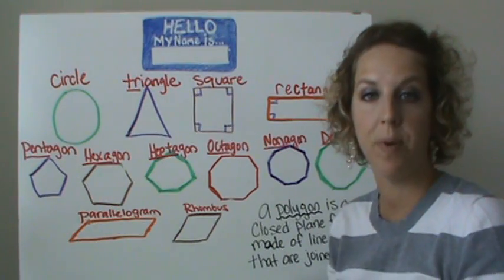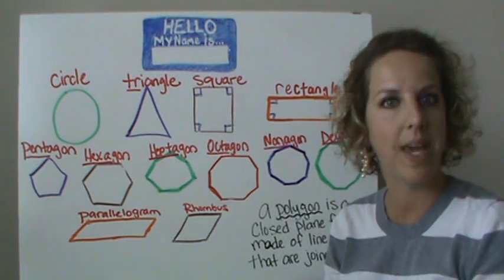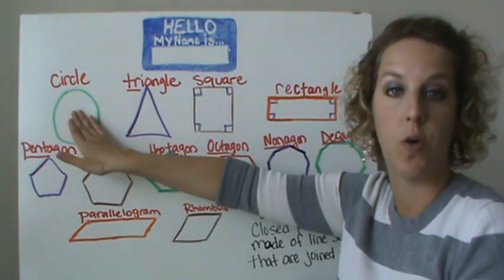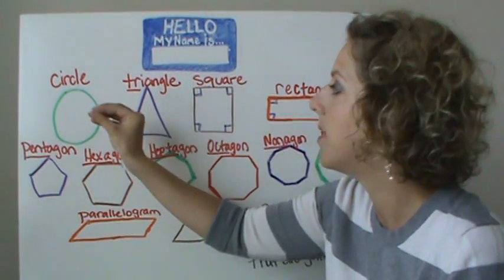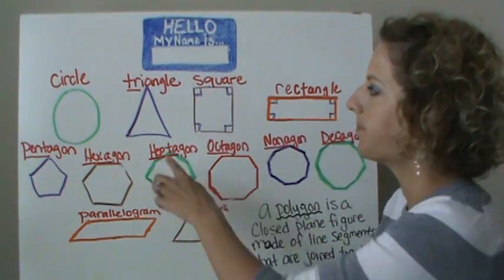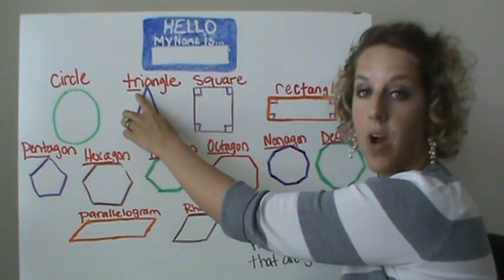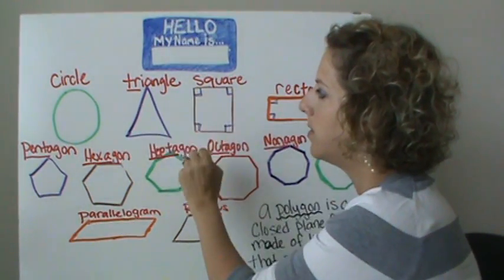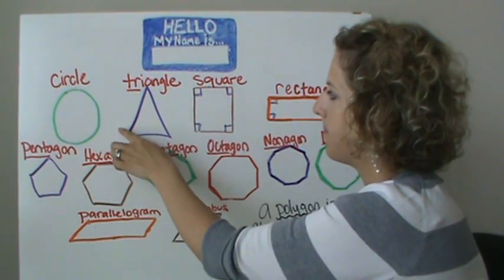Now that we know the properties of these shapes, or these plane geometric figures, we can name them. The first one is a circle. We know a circle has 0 of everything: 0 angles, 0 sides, and 0 vertices. This one is called a triangle. The prefix tri means 3. So it has 3 angles, 3 vertices, and 3 sides.